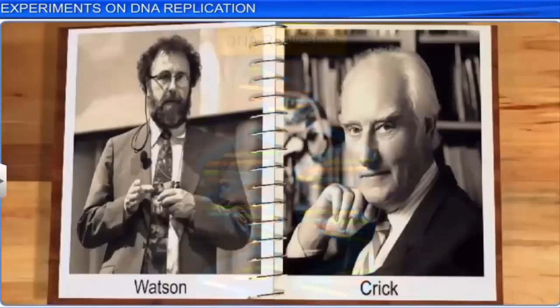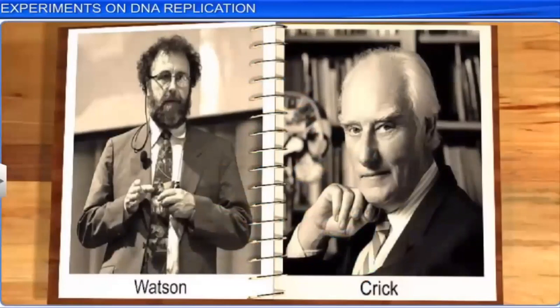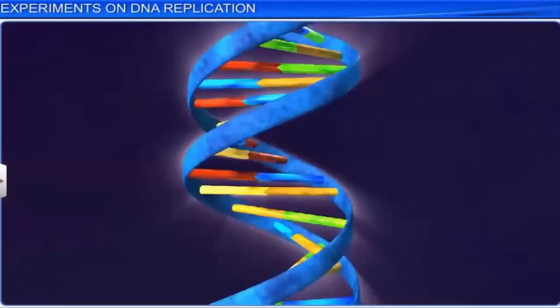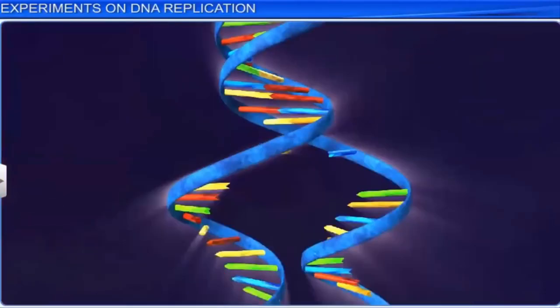Scientists Watson and Crick, who in 1953 had proved that DNA had a double helical structure, had also suggested a probable scheme for the replication of DNA. According to their proposed scheme, the two strands separated.